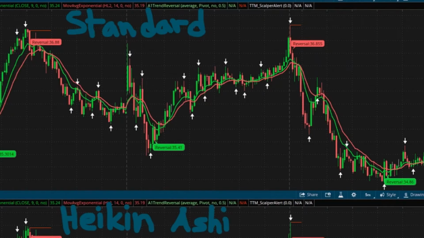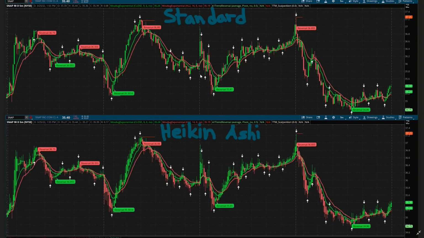But I feel like traditional candles, if you read them anyhow, are a lot more clear in what's going on versus this. This just helps you recognize whether or not the trend is there. And again, I don't use any individual indicator, so I have some reversal indicators, the TTM scalper alert, which is these arrows, and then the 9 and the 14 exponential moving averages.